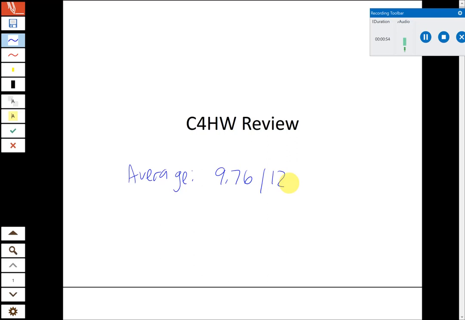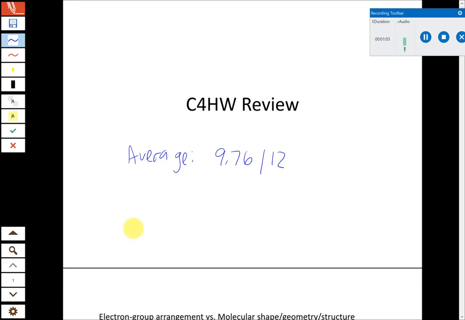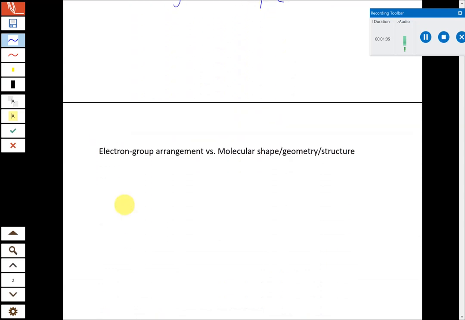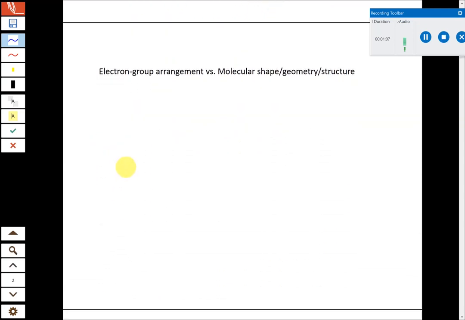So there's several topics here, but they're all sort of related to the structure and bonding in covalent compounds. And so we're going to go through problems that relate to all of those topics today. The first thing I want to do before I start any problems is clarify some terminology.